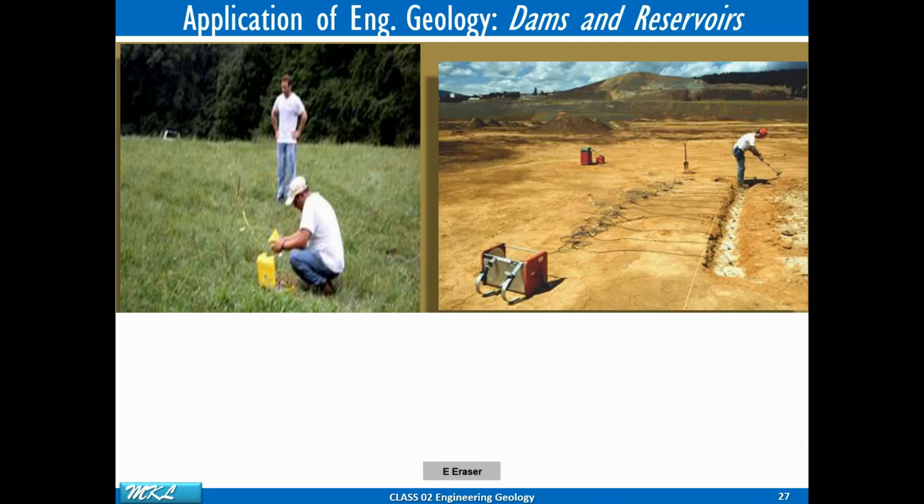Yes, that was the first point I discussed. So what do you mean by overburden?